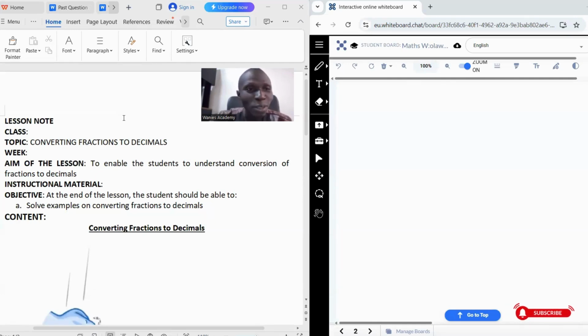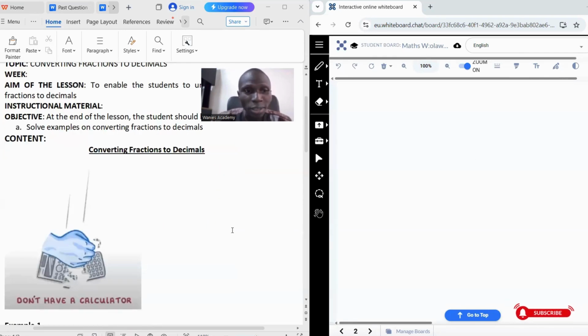In our mathematics class today, we're looking at converting fractions to decimals. Last week, we looked at introductions to proportions. The aim of the lesson is for you to understand how to convert fractions to decimals, and the objective is that at the end of the lesson, you'll be able to solve examples on converting fractions to decimals.